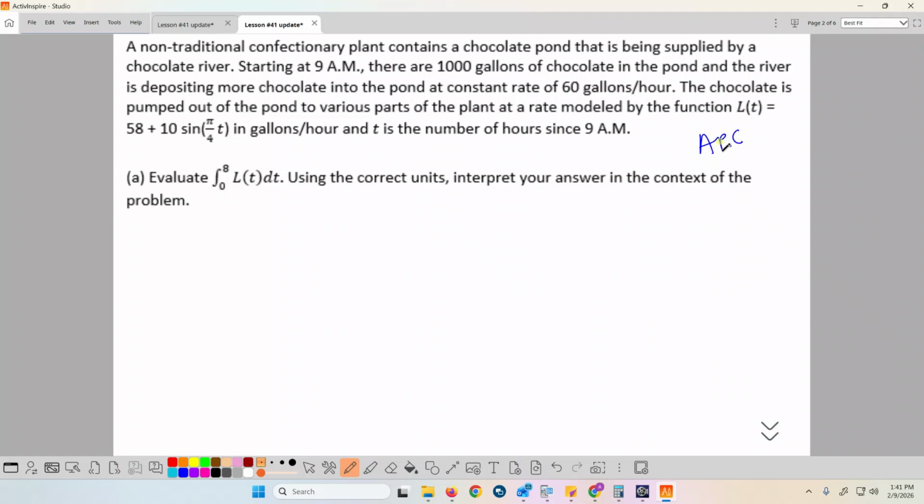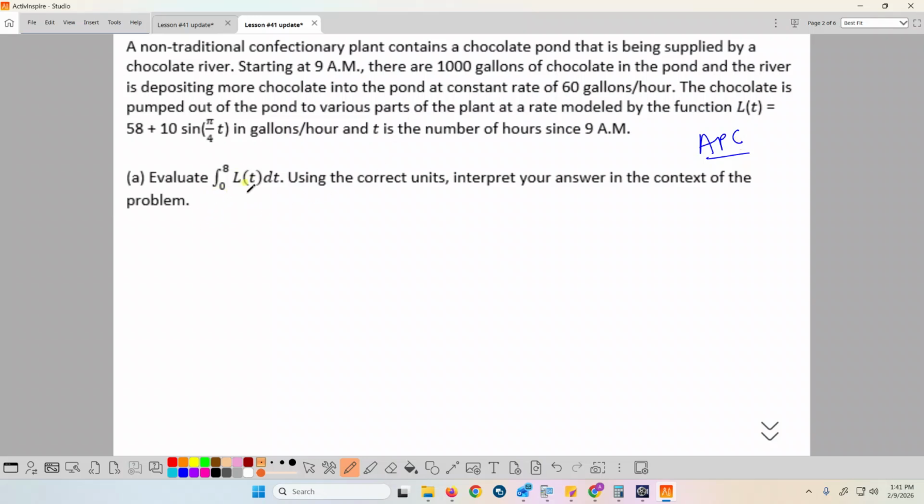This example is given to us by AP Classroom in AP Calculus AB, all right? And it says here that a non-traditional confectionery plant contains a chocolate pond that is being supplied by a chocolate river. Starting at 9 a.m., there are 1,000 gallons of chocolate in the pond, and the river is depositing more chocolate into the pond at a constant rate of 60 gallons per hour. All right, so the chocolate is being pumped out of the pond to various parts of the plant at a rate modeled by the function L of t, also in gallons per hour, and t is the number of hours since 9 a.m.